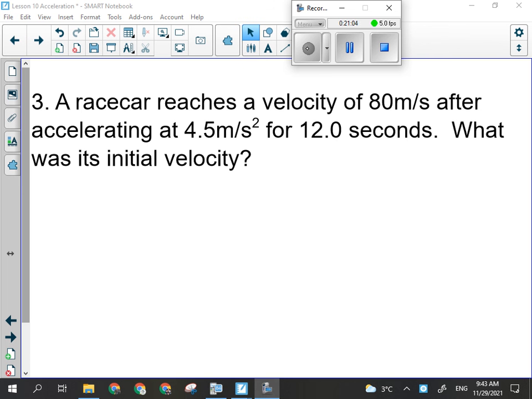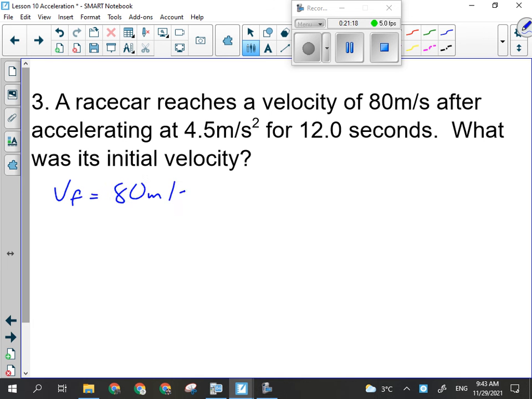So for this one, okay, it tells us the race car reaches a velocity of 80 meters per second. Is that initial or final? Final, okay? Because it says after accelerating. So that's our final, 80 meters per second. Okay, the other dead giveaway that was the final was it later asks us to calculate the initial. Okay, always a good sign. And it says after accelerating at 4.5 meters per second squared for 12 seconds. Okay, looking for the initial velocity there.